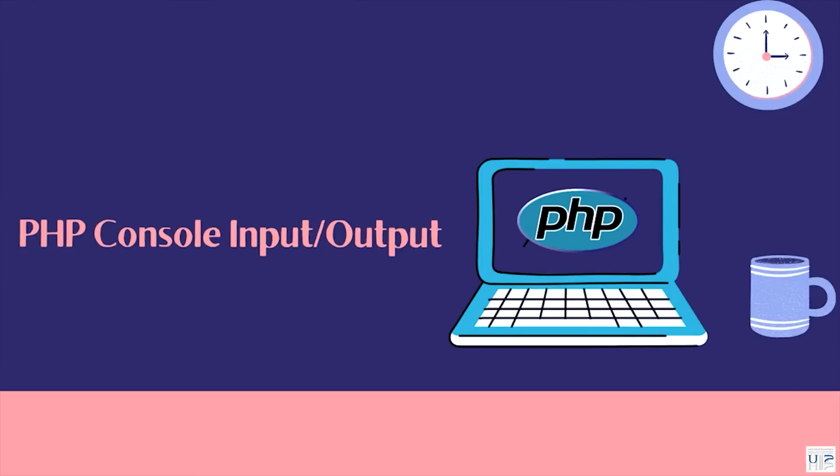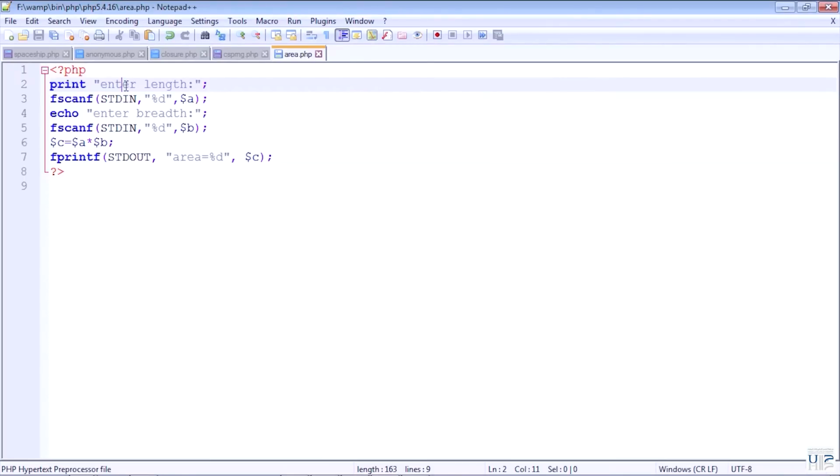In this video, we shall see how the input output operations are executed in the console mode for a PHP program. So, console IO. Here we perform simple console input output operations using the fscanf and fprintf functions. This program can be run from the command prompt, by giving the php.exe path.